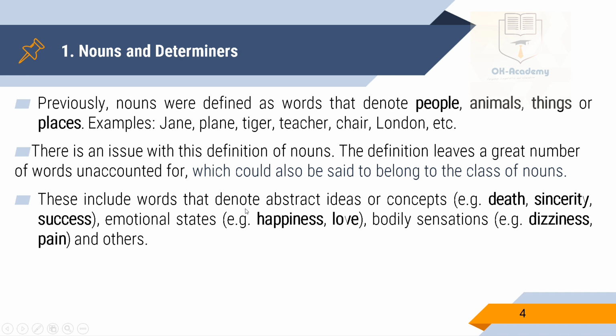These include words that denote abstract ideas or concepts, like death. Death is a noun, but it doesn't refer to a person, animal, thing, or place. Sincerity, success, happiness, love, dizziness, pain: all of them belong to the class of nouns. So a better definition could be: nouns are words that denote people, animals, things, places, and abstract ideas or concepts. This is a better definition for noun.